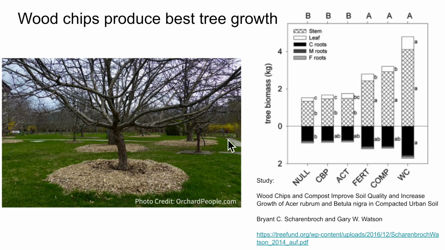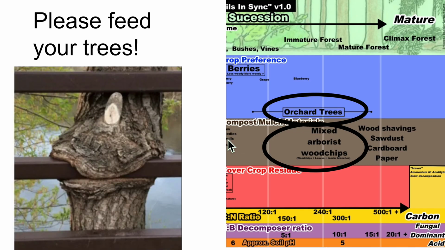The Soils in Sync infographic has optimized this information for not only trees, but for most common agricultural crops. And the infographic is easy to use. If you feed your trees their favorite food, they will feed you more of your favorite food.